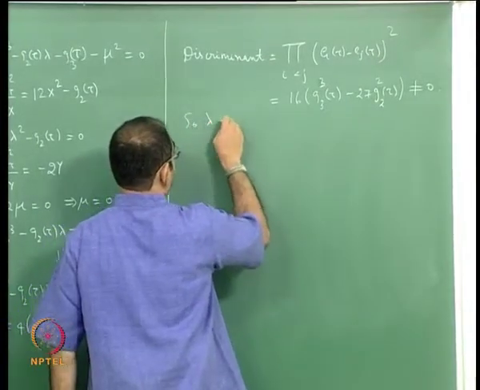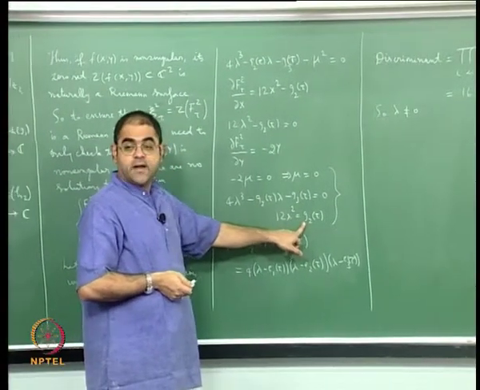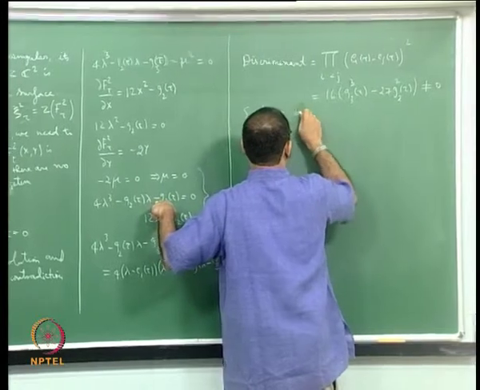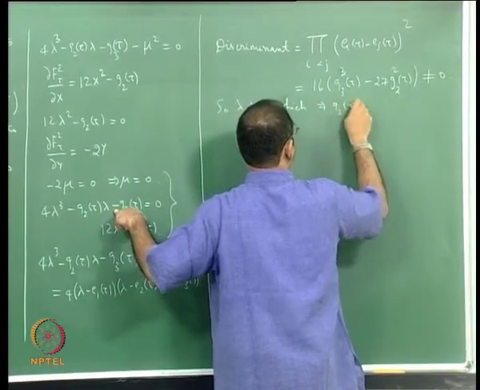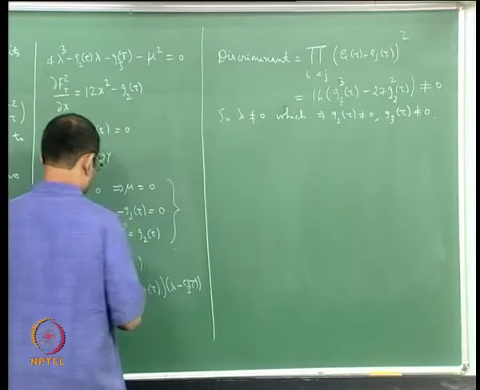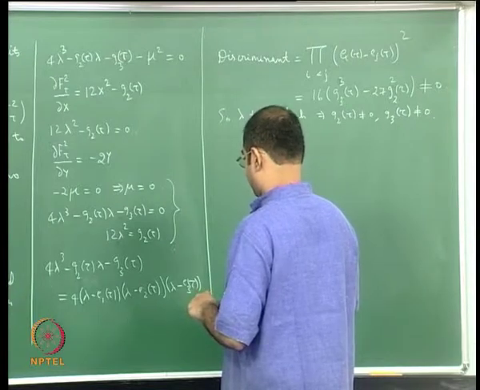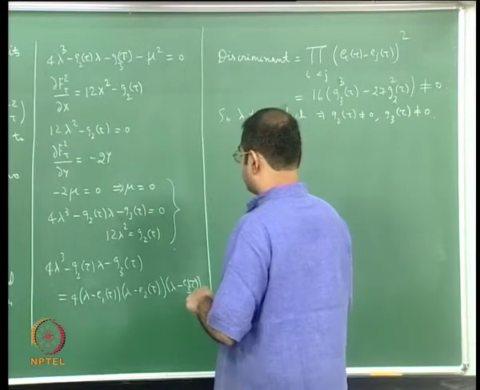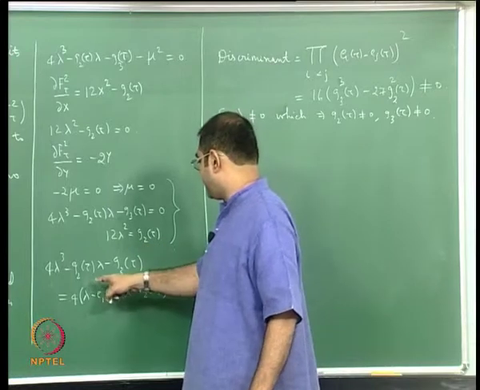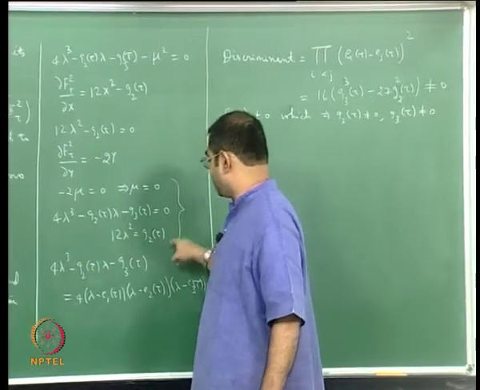So you see, lambda is not equal to 0. And once lambda is not 0, it's also clear that g2 is not 0 and g3 is also not 0, which implies that g2 of tau is not 0 and g3 of tau is not 0. And then what I can do is literally just eliminate lambda from these equations, and so I have 12 lambda squared is g2 tau, and I eliminate lambda from these two.